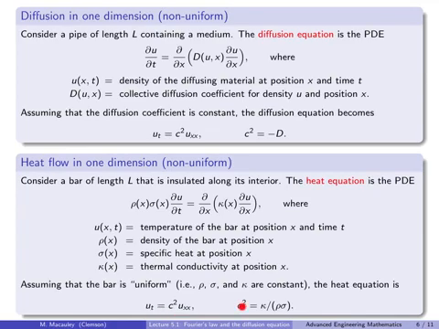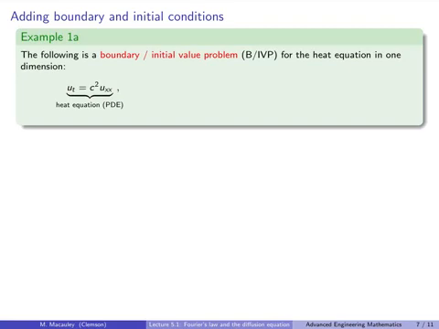And here, c squared, if you solve for it, is just kappa divided by rho times sigma. Now that we've seen where the heat equation comes from, I want to add boundary and initial conditions. And I really want to emphasize throughout these lectures how this matches up with modeling the actual physical situation. This is best done with an example.